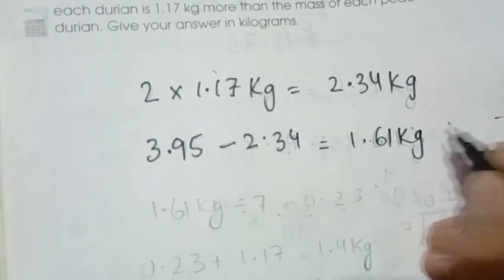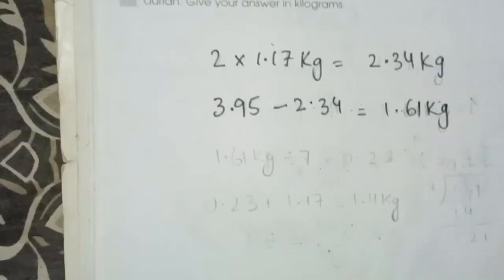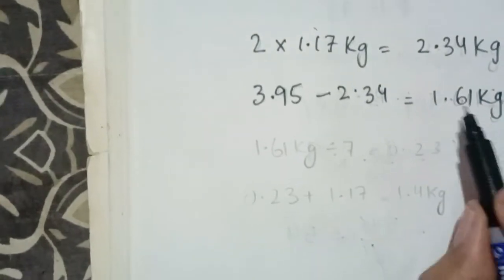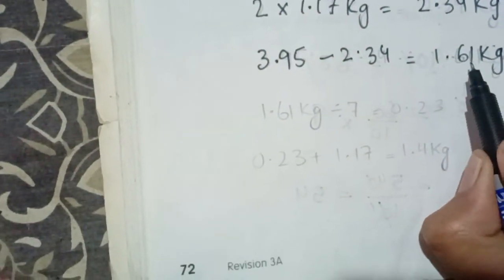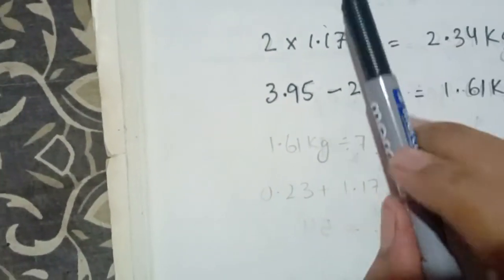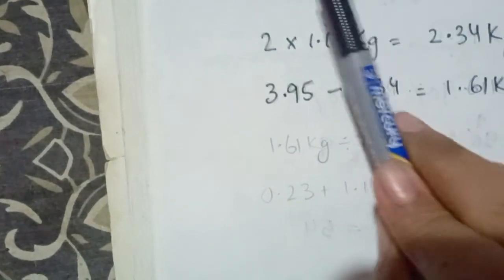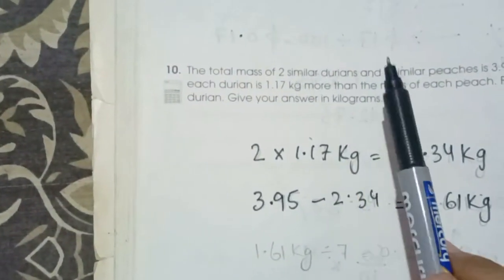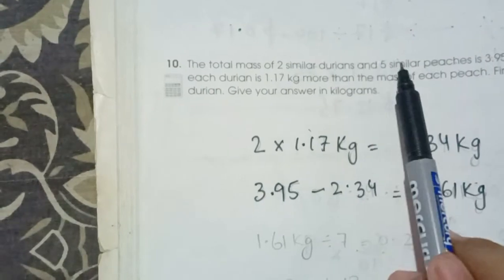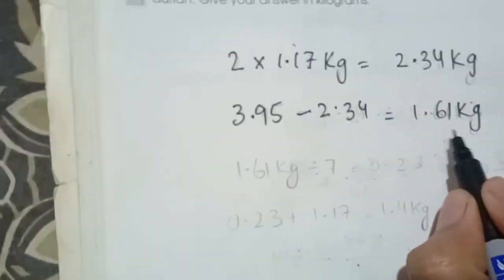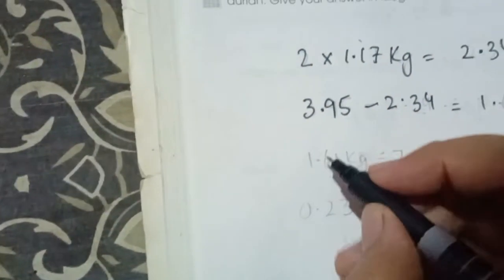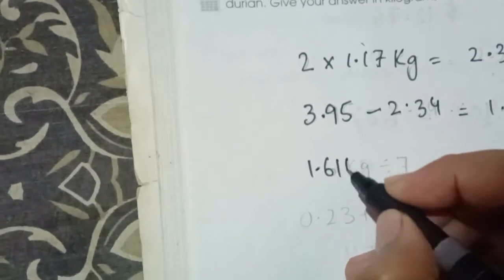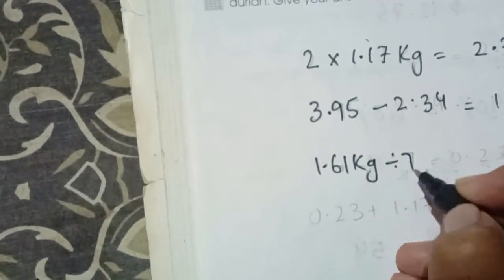1.61 kgs. Now we have to divide this 1.61 kg by 7. 2 plus 5: 2 durians and 5 peaches. So 2 plus 5 is 7. So we are going to divide this total mass by 7.